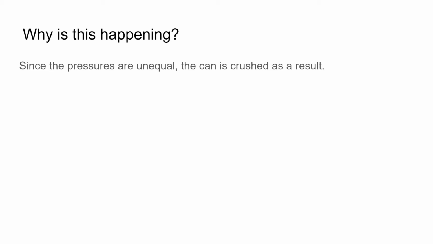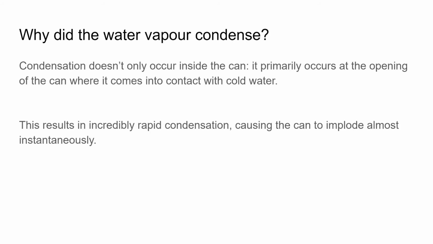From the reasoning above, we can conclude that the can imploded because of the sudden change in pressure inside and outside of the can caused by a change in temperature from hot to cold. After we did some research on this experiment, we found that the main cause in pressure change was due to the rapid condensation of water vapor.